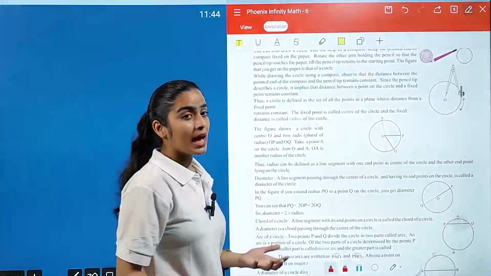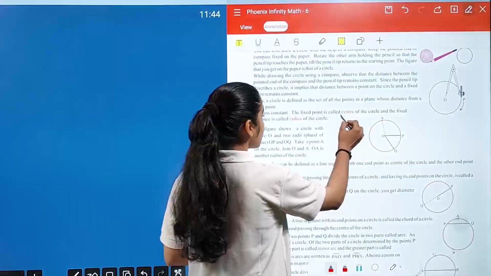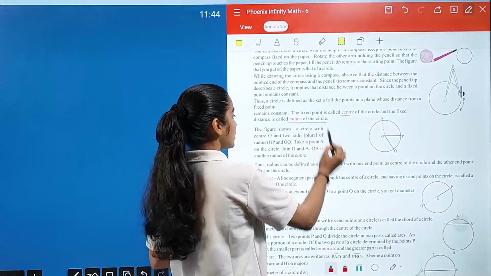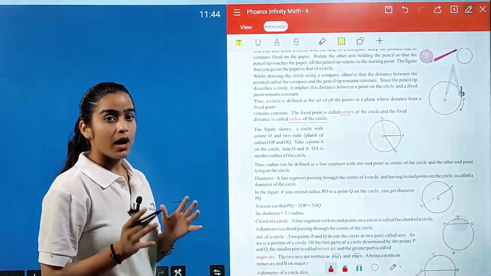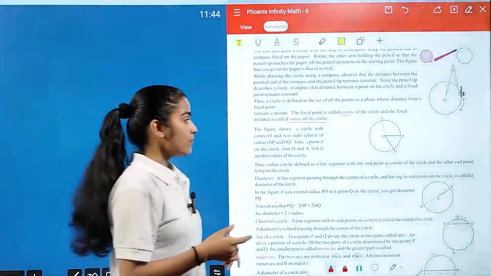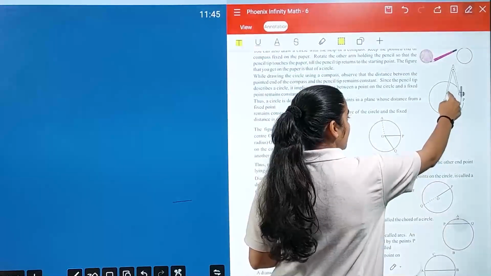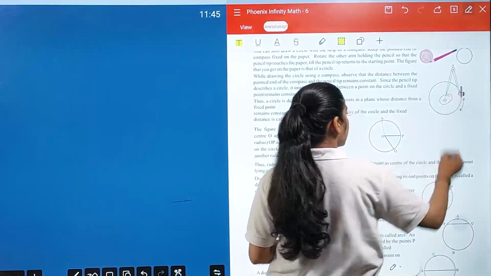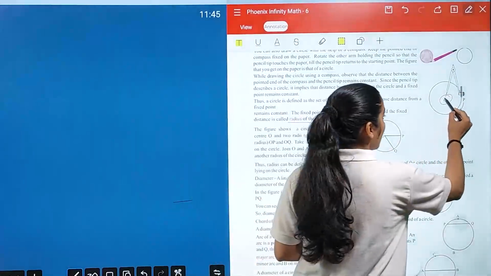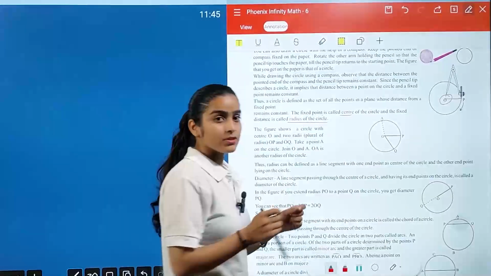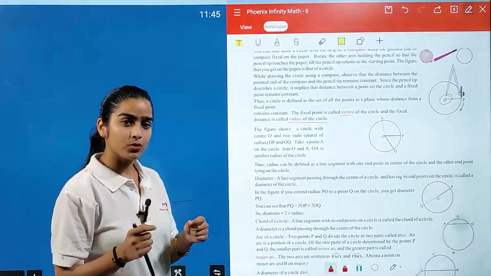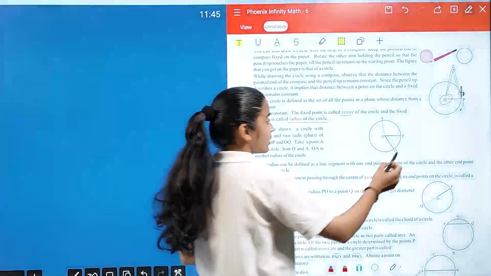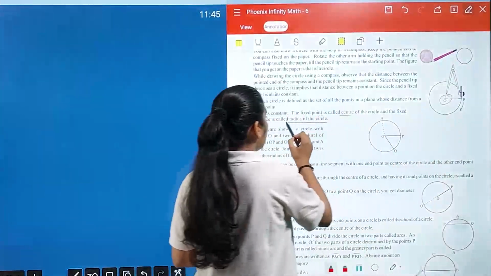Now what are the parts we have in a circle? So the first thing we have is your center. The fixed point is called the center of the circle, and the fixed distance is called the radius of the circle. So I hope you have your equipment, your compass. When the compass pin is placed at a particular fixed point, that is called your center. This point O is your center, and the distance from O to P, right? If your teacher tells you to make a 2 centimeter circle, you open your compass from 0 to 2. So 2 is your radius. So the distance from O to P is called your radius.